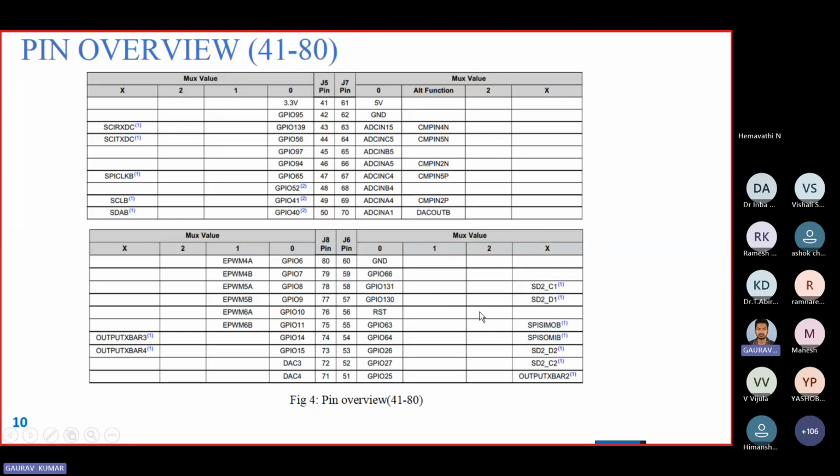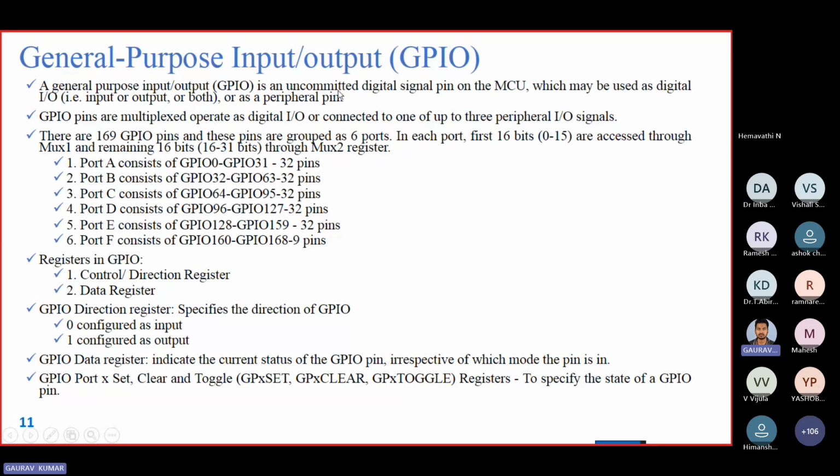Now we go for the GPIO, general purpose input output. As I have told you, the general purpose input output pins are actually 32-bit registers, and they can work as input or output both. And there are a total of 169 pins. In port A, there are 32 pins. In port B, 32 pins. Port C, port D, port E, and port F has only 9 pins. When we set 0 in the GPIO control register, it will work as an input. When we set 1 in the GPIO register, it will work as an output.